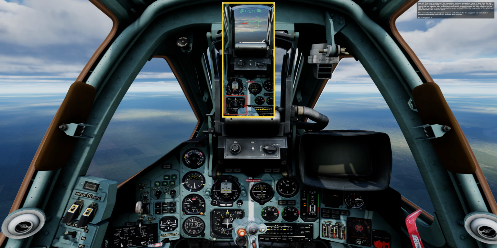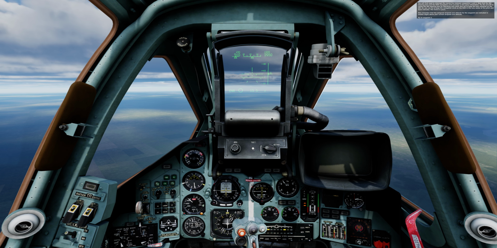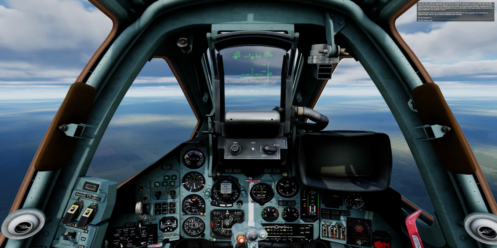The choice is yours. Also remember that the assigned airspeed and altitude for the waypoint are indicated as smaller digits above your current airspeed and altitude. Fly to waypoint 2.